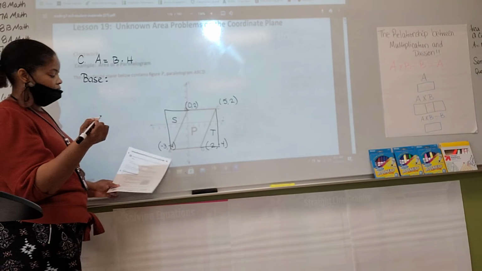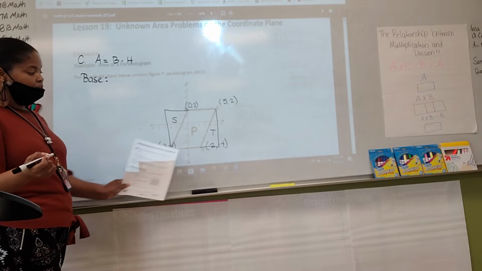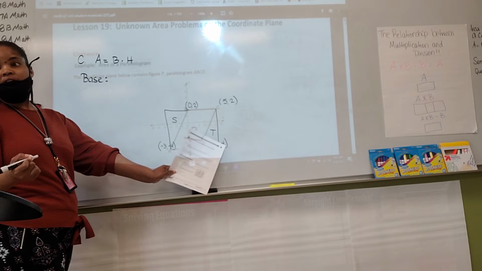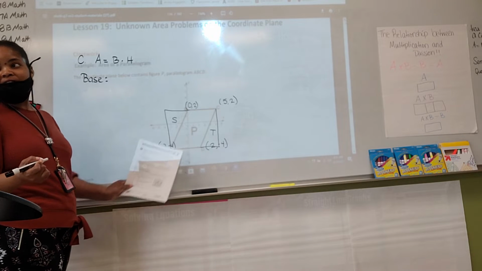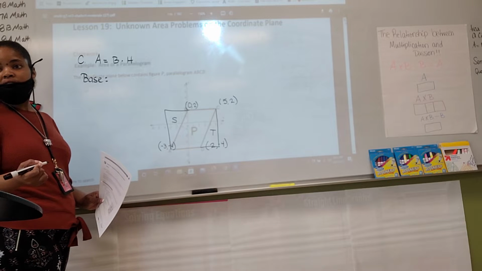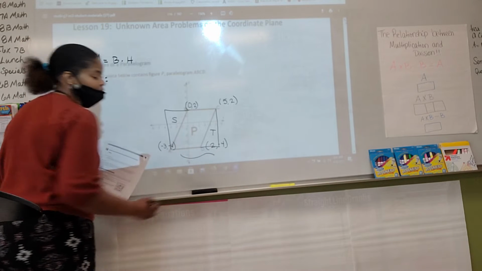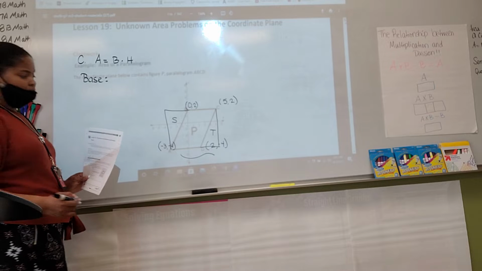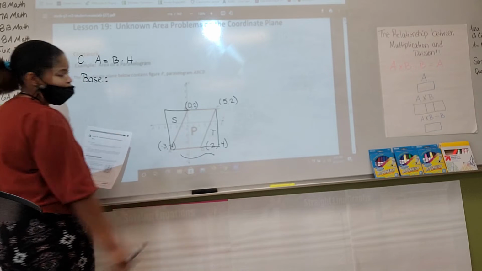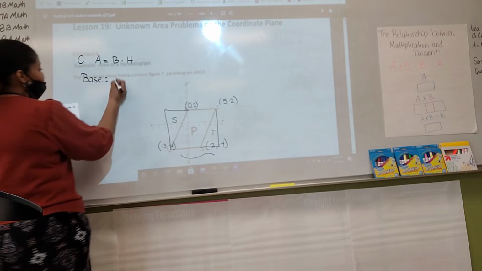Count. So from -4 to 4, how many spaces is that in between? This is the height. This is the base right here. 2? Really? Look, it's got to be more than 2. 8. Thank you.